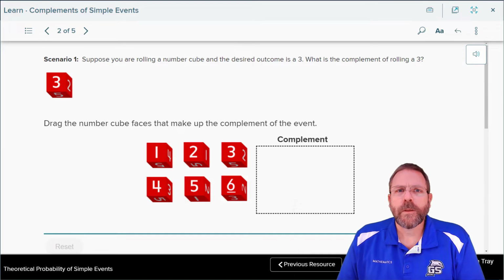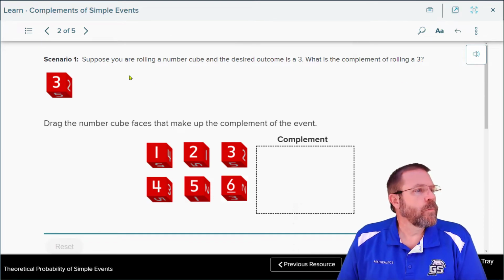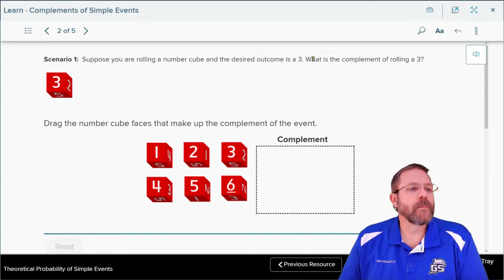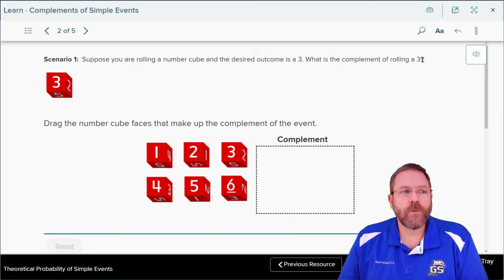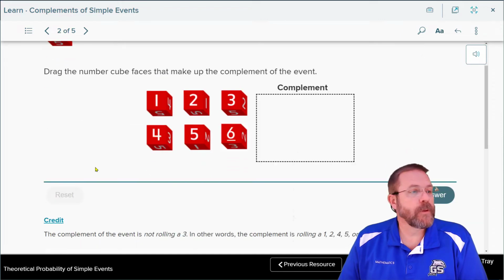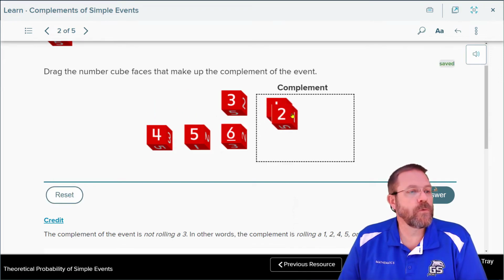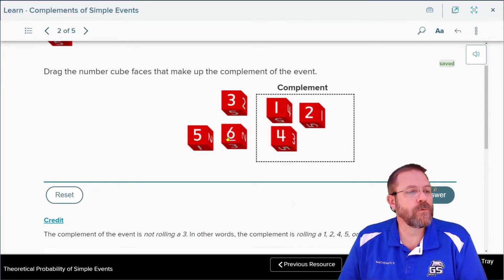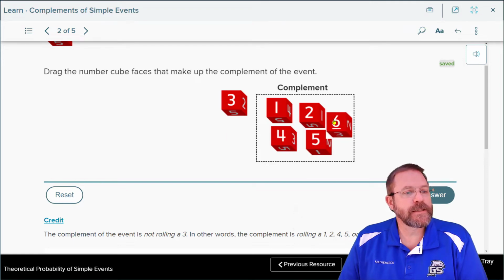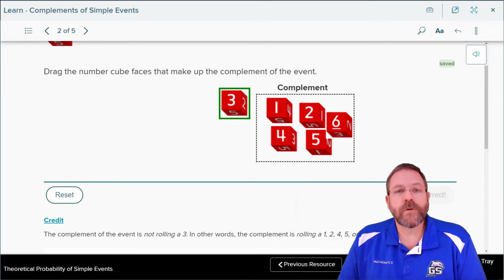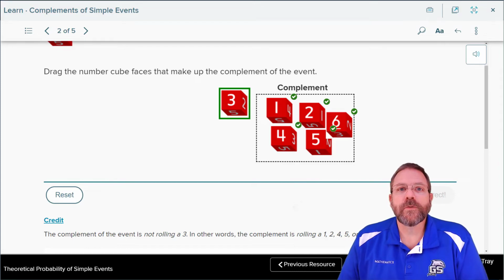No other options. So for scenario 1 here, they say, suppose you are rolling a number cube and the desired outcome is a 3. 3 is your winning number. What is the complement of rolling a 3? And it says drag the number of faces that make up the complement of the event. Well, the complement is the not the event, the losing thing. So a 1 will lose, a 2 will lose, a 4 will lose, a 5 will lose, and a 6 will lose. All of those are going to be your complementary events. Those are the things that you would lose.